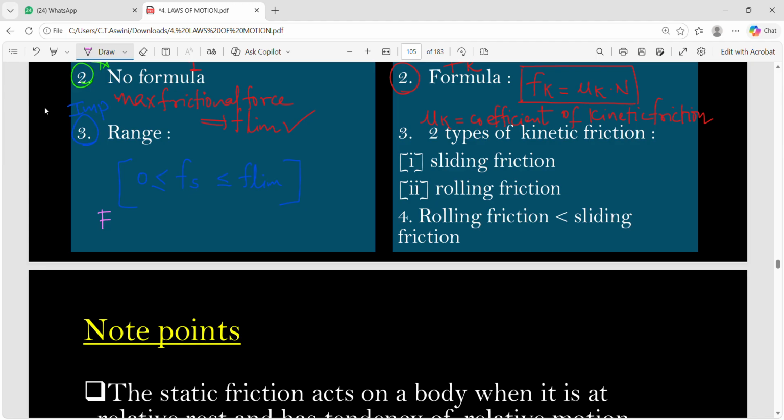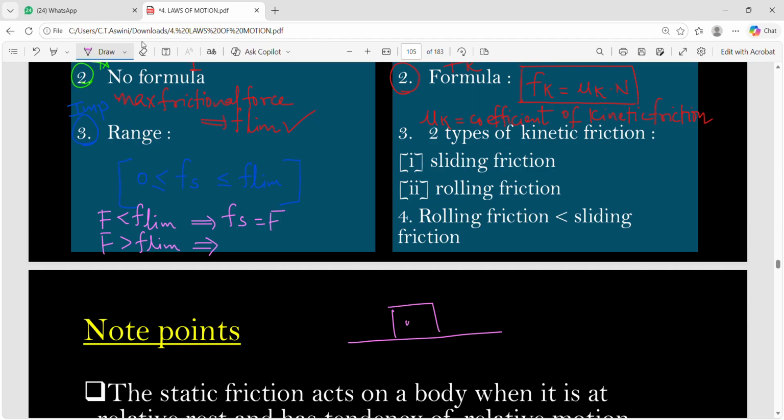Whenever the external force is less than F limiting, in that case, the static friction value is equal to F external. When external force is more than F limiting, in that case, the body will move. See, external force is smaller compared to maximum frictional force. You just have to understand with a live example.